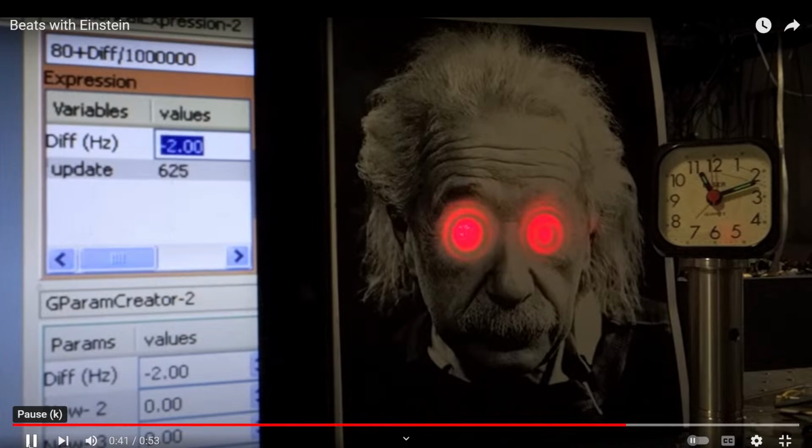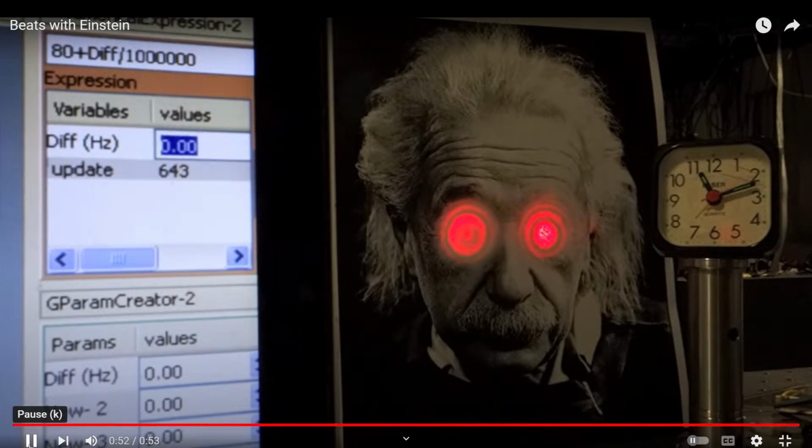See that? And if you increase the difference too much, then the beat frequency is too high, and slowly your eyes will not be able to distinguish, and then you will see only a time averaged intensity. Let me replay the video.